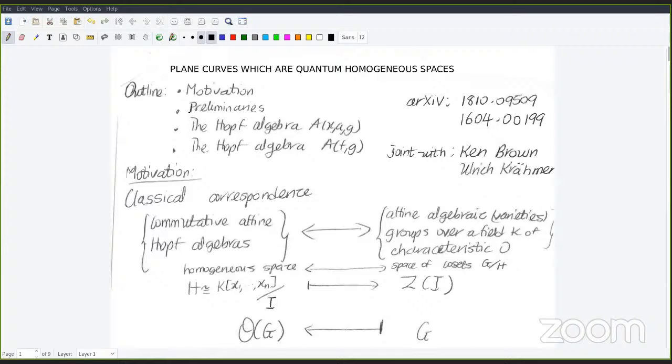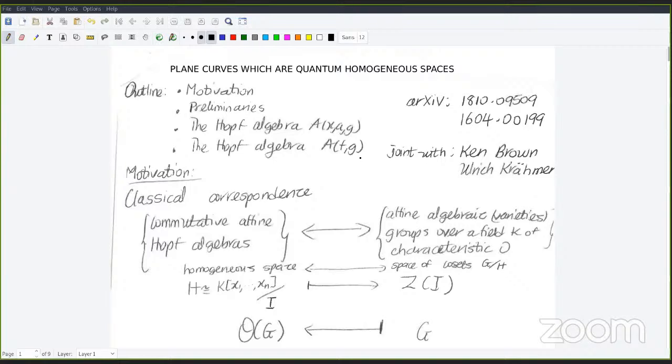So an outline for my talk: I'll start with a motivation for our research, then some preliminaries. We'll look at what an algebra, a coalgebra, a Hopf algebra is. We'll do it quickly. People already know it, so we'll skip through that fast. But for the audience who don't know it, we'll just do a brief recap of what a Hopf algebra is. Then we go to the main results for our work. So we came out with these new Hopf algebras, which we call AXAG and AFG, which come from some plane curves. Okay. So let's start with the motivation.